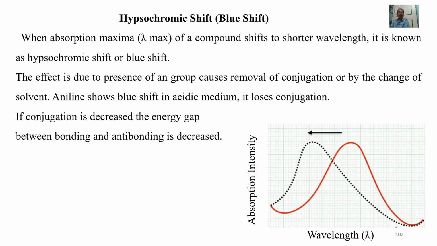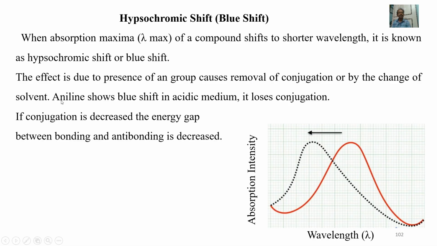Hypsochromic shift, which is nothing but blue shift. So it means shifting towards the shorter wavelength. When absorption maxima lambda max of a compound shifts towards the shorter wavelength, it is known as hypsochromic shift or blue shift. The effect is due to the presence of a group that causes removal of conjugation or by the change of a solvent.